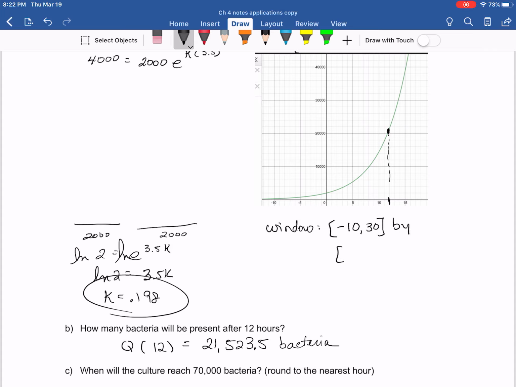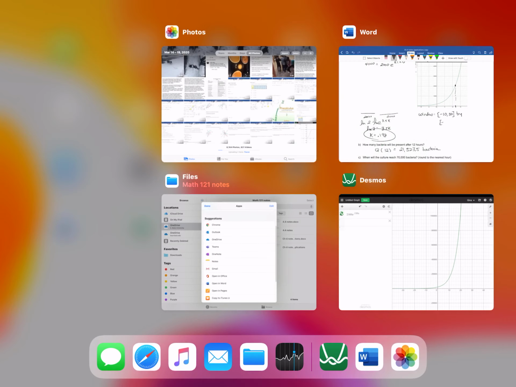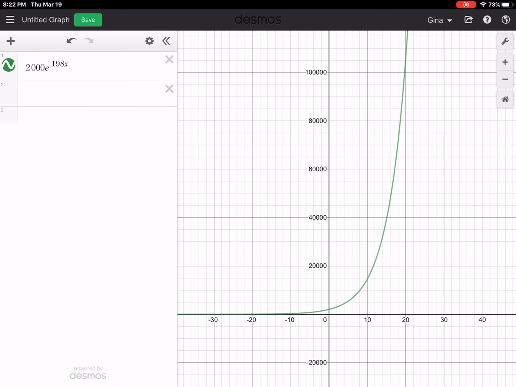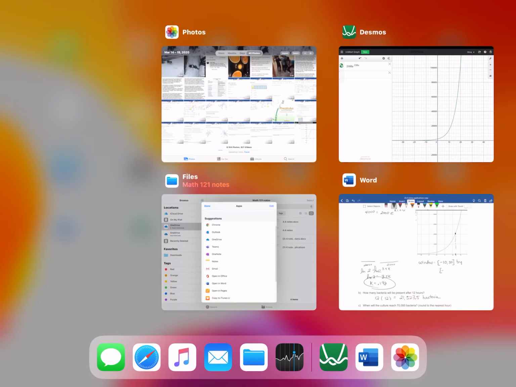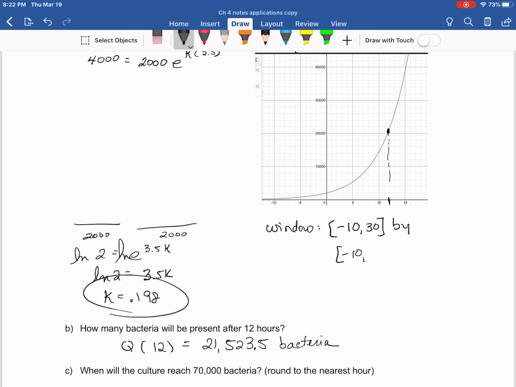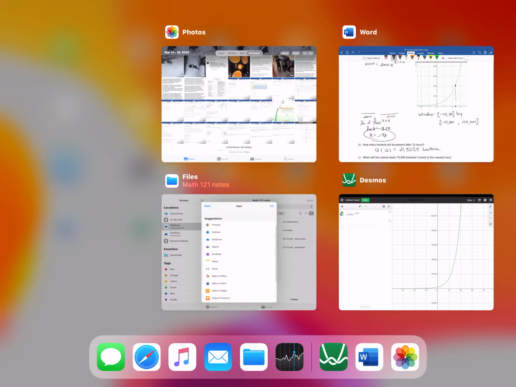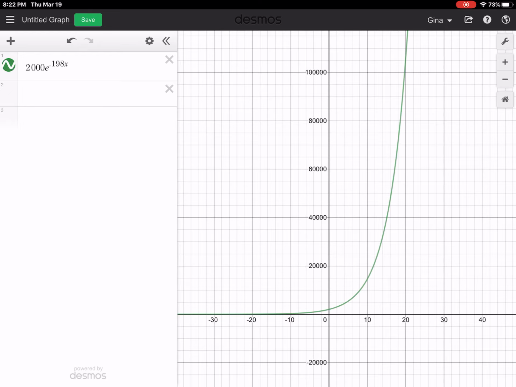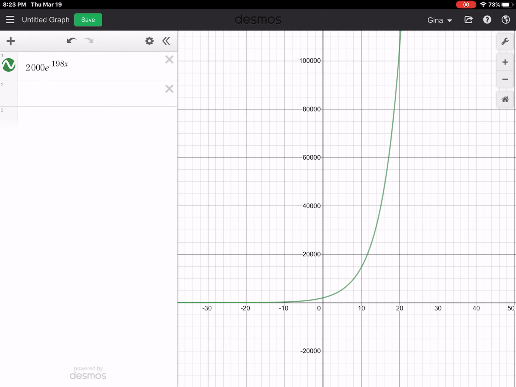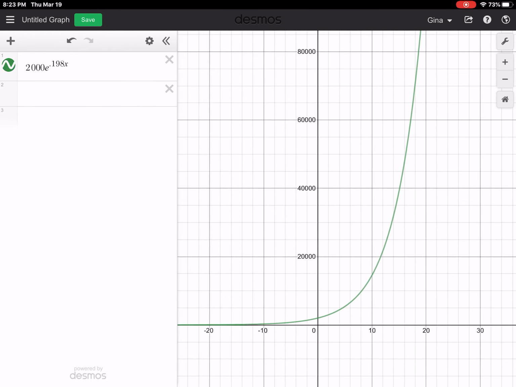Let me get another look. Let's go negative 10,000 all the way up to about 100,000, just to give us some room to work with on your graph, okay? So that's my graph using a very similar window to what I just wrote down for you.